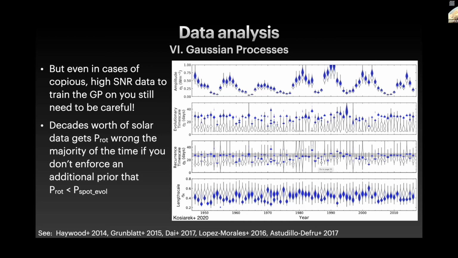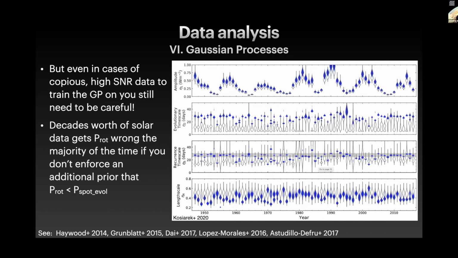She used a GP analysis on each individual year of the solar photometry, and the posteriors of the GP hyperparameters are shown here, with the recurrence timescale, the one that represents the star's or the sun's rotation period, in the third plot. The gray bar represents the correct value, the star's rotation period, and the black outlines show the distribution from a straightforward GP fit. If you look closely, you can see that for the most part, the thick part of the black violin plots don't line up with the gray bar. That means the GP is getting the answer wrong. The GP thinks the rotation period of the sun is different than the correct answer.